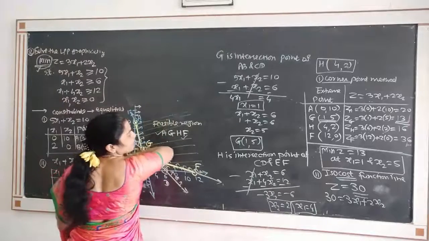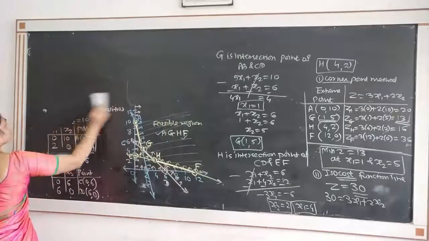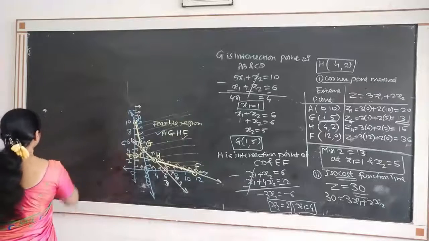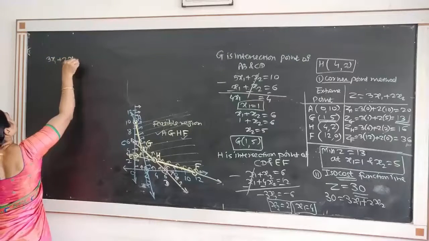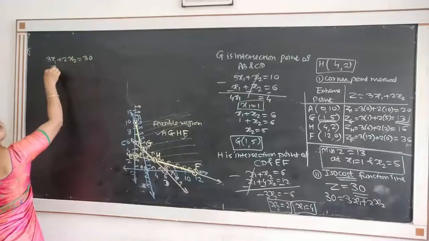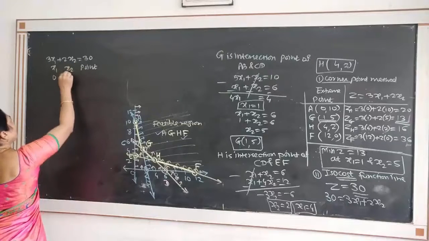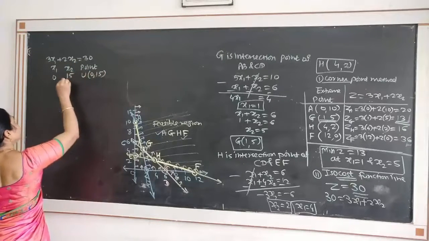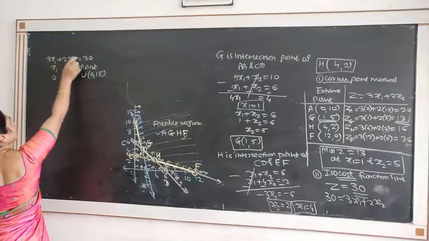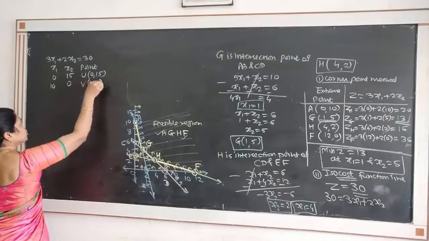So what we get, see, we have 3x1 plus 2x2 equal to 30. Find the points x1, x2. When x1 is 0, x2 is equal to 15. I will take u point to be 0, 15. And when x2 is 0, 3x1 is equal to 30, so x1 is 10. So v point is 10, 0.